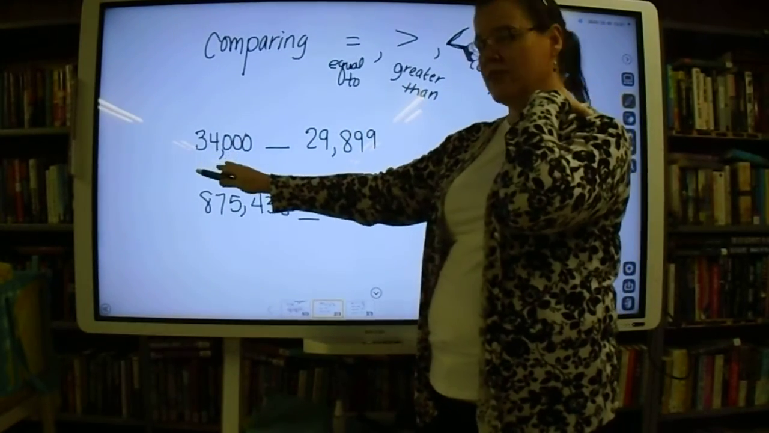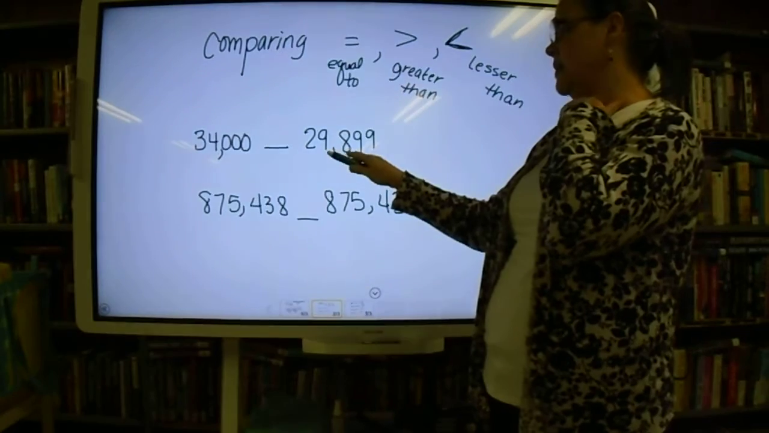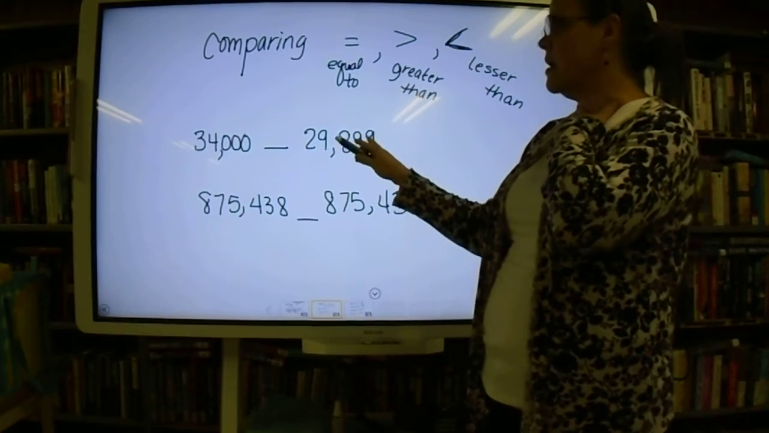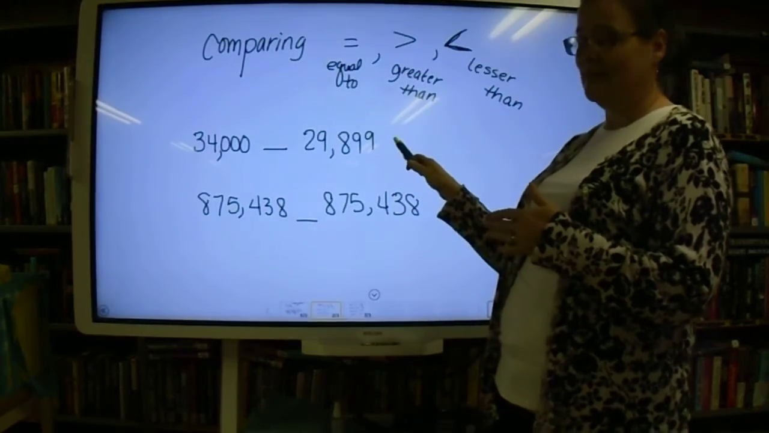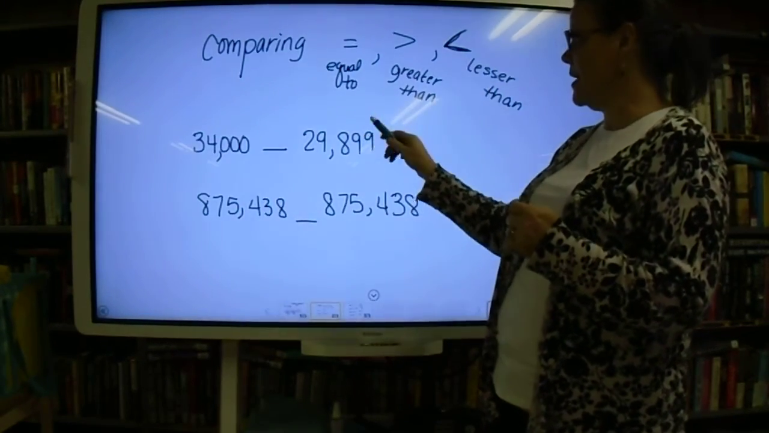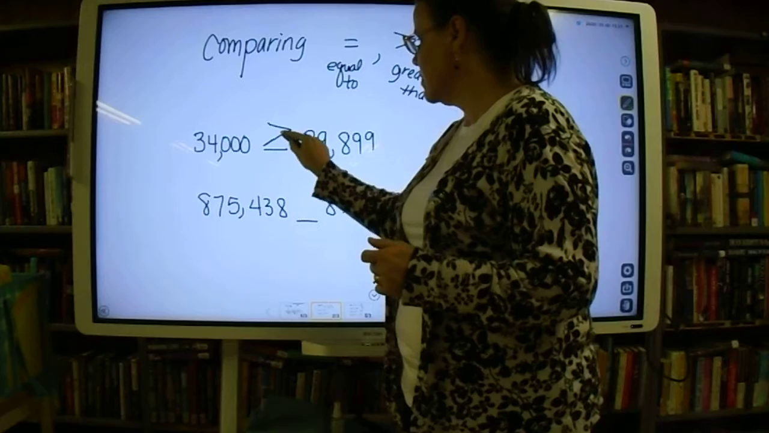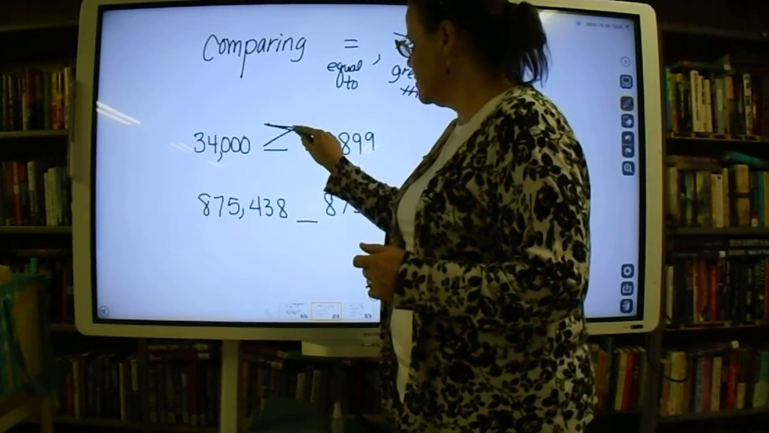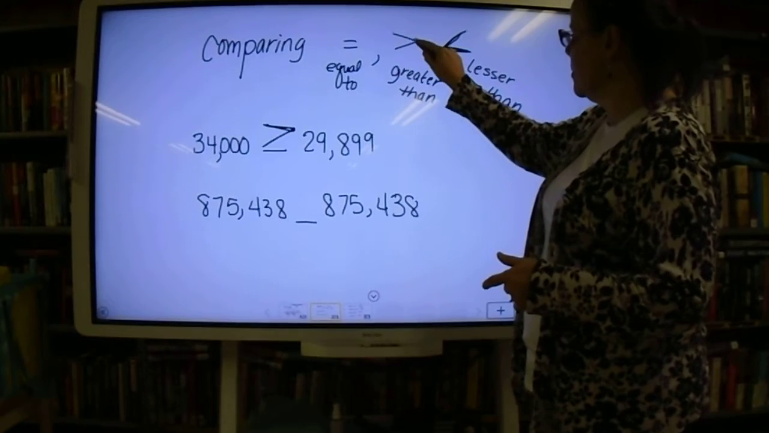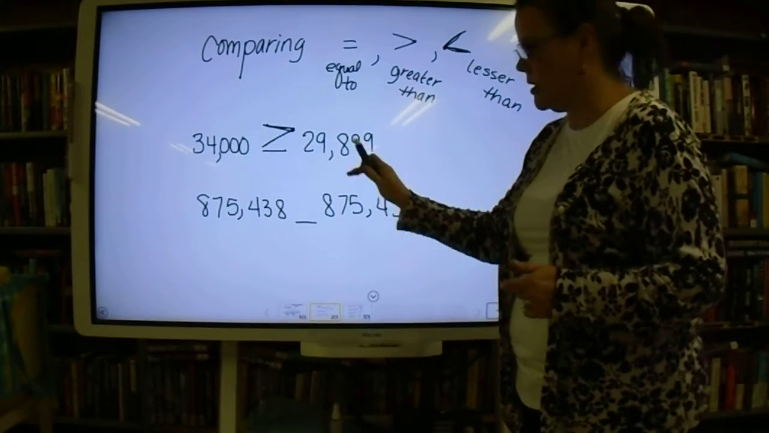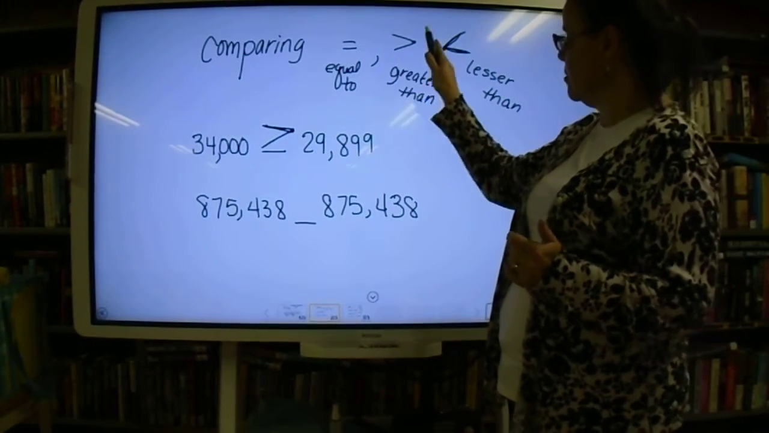We have 34,000 and then we have 29,899. You would know that 34,000 is more than, greater than 29,000. So you would use the greater than. This points to the smaller number. This points to the smaller number. And that's how you would know which one's greater than and lesser than.